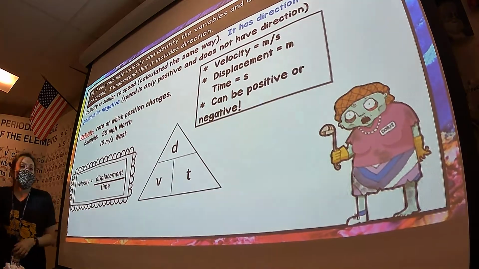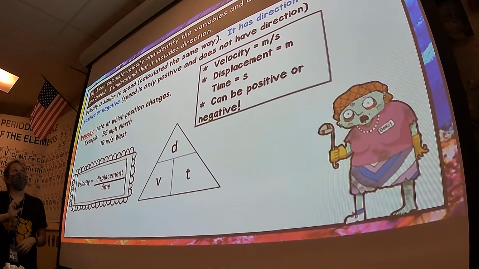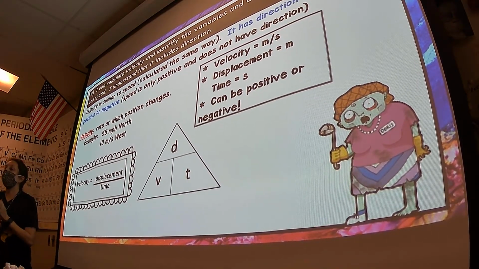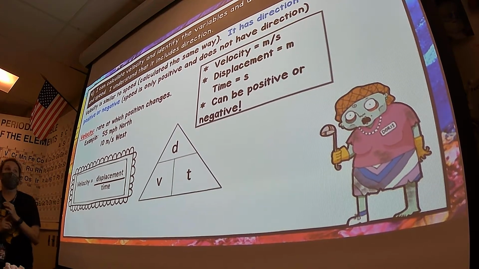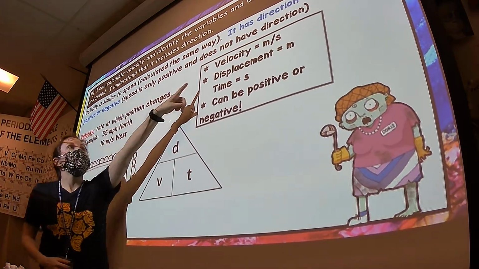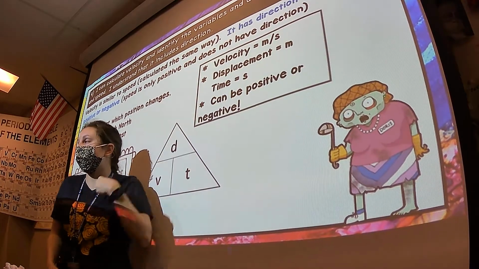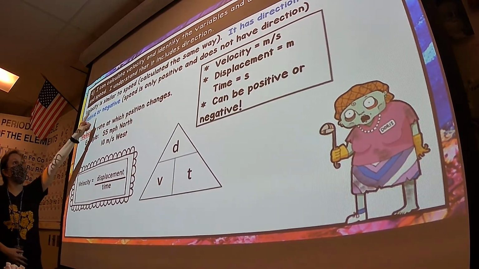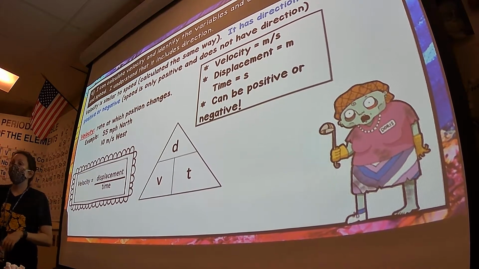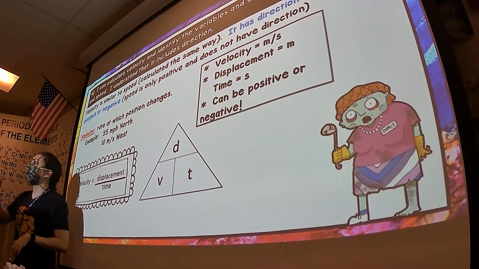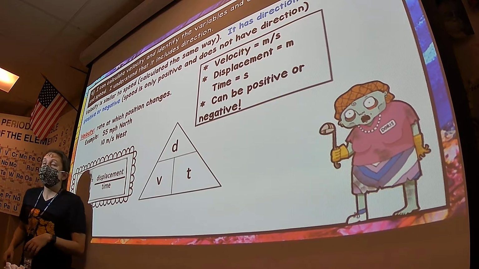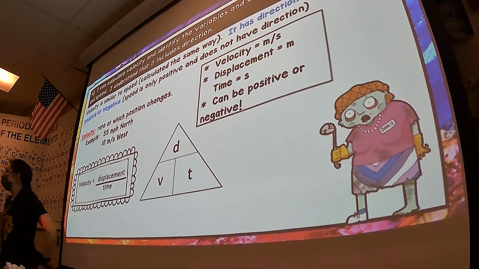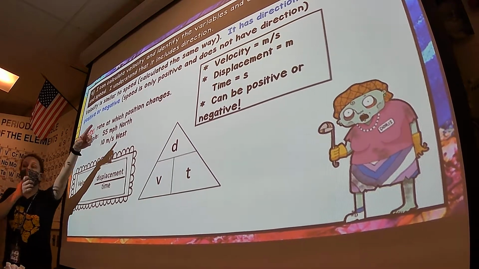Okay? So instead of speed, we're going to be talking about velocity. And the main difference with velocity and speed is what's written in blue here. It says it has direction. Velocity can also be positive or negative. So those are two of the big differences. Speed is always positive. Velocity could sometimes be negative, depending on what happens. And it has direction.